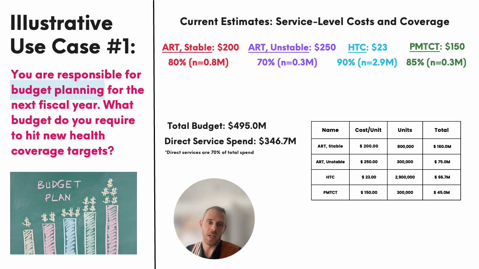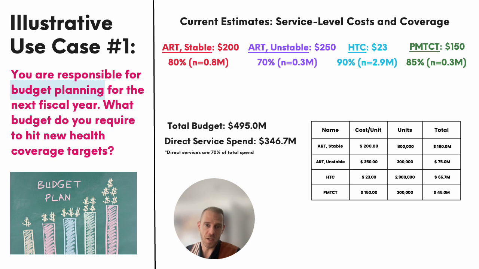So let's get into some actual cases. In the first case, let's imagine that you're responsible for budget planning in the next fiscal year. What budget do you require to hit new health coverage targets? Well, let's start with the current situation. So right now in our fictitious health system, we have 80% coverage for antiretroviral therapy among stable patients, 70% coverage for antiretroviral therapy among unstable clients, 90% coverage for HIV testing and counseling, and about 85% coverage for PMTCT.